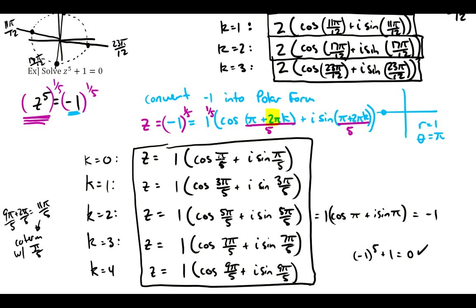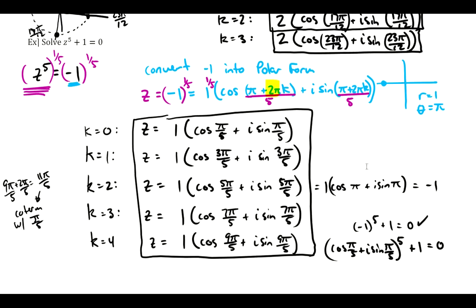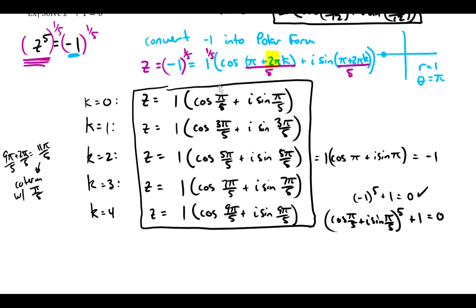These other ones would also work. So what this is saying is if I wanted to check that first z that we found, if you plugged in cosine of pi fifths plus i sine of pi fifths, raised it to the 5th, and added 1 to it, it will be 0. Okay, so we can use De Moivre's Theorem to show that it will work. So it will be a correct answer. So will all of these others.